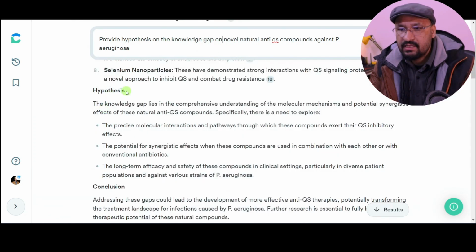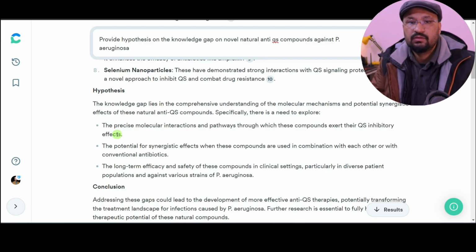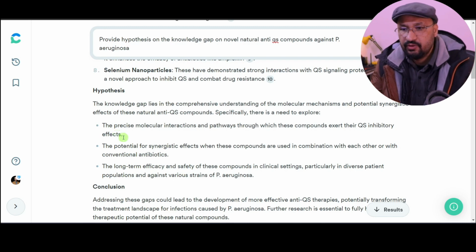All right, so as you can see in the hypothesis section, I'm getting the precise molecular interaction pathways through which these compounds exert their quorum sensing activity effect. So there is probably a huge gap in this area where people are not aware of the mechanism of how those compounds are exerting their effect. So in your research project, it's a good idea to put in investigating the mechanism of anti-quorum sensing activity, and we'll see what kind of methods we should be putting over there. That is the next section.